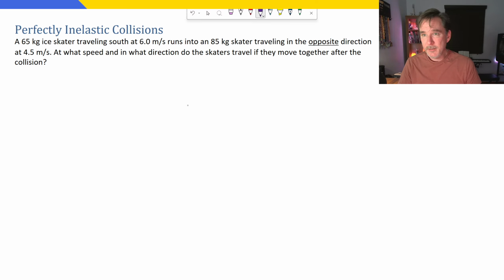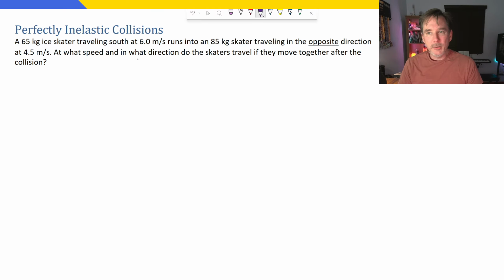So we have a 65 kilogram ice skater traveling south at 6 meters per second. They run into an 85 kilogram skater traveling in the opposite direction at 4.5 meters per second. Opposite is underlined. Come back to that in a second. That's just a little hint to help you out. At what speed and in what direction do the skaters travel if they move together after the collision?